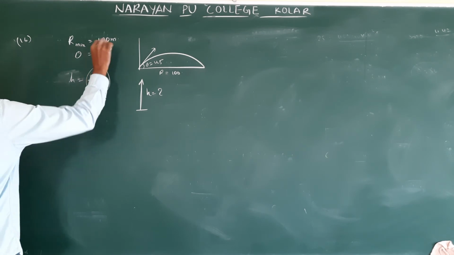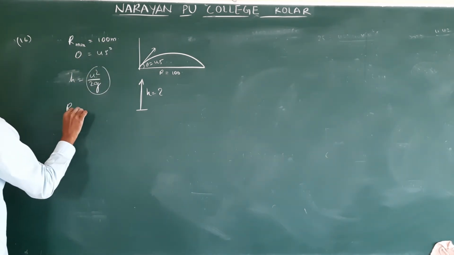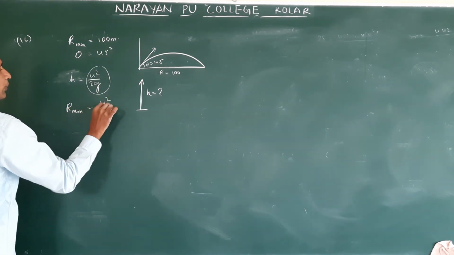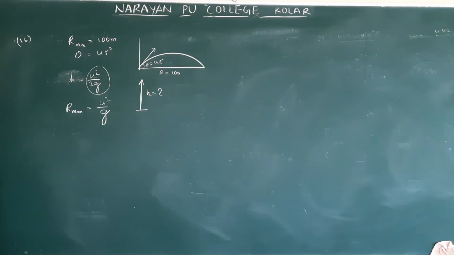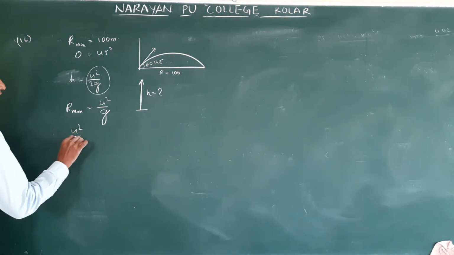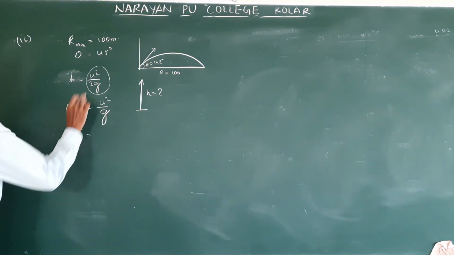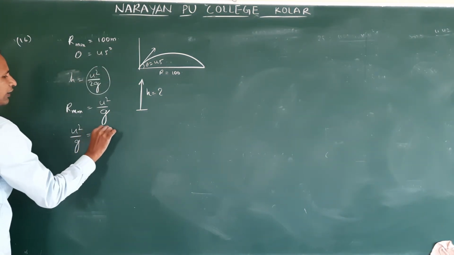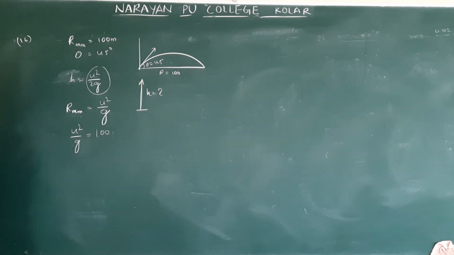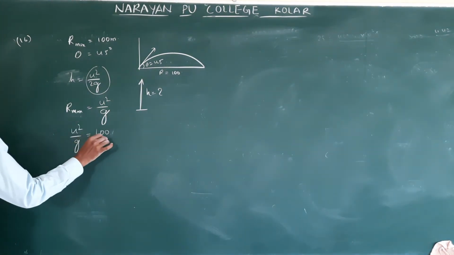How do we get that from range? What is the range max formula? Range maximum is equal to U square by G. Understand? Range maximum is U square by G. This U square by G is equal to the maximum range given value, that is 100 meters. Don't write in substitution. So U square by G is 100.